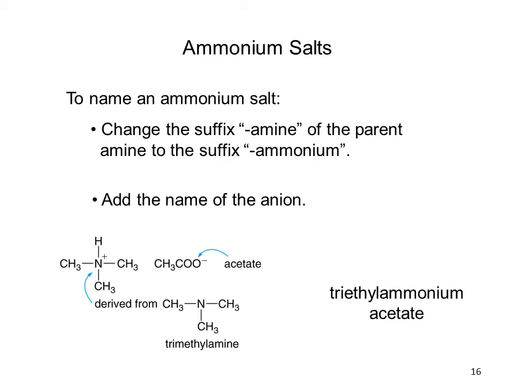To name an ammonium salt, we name the parent amine, then we take the word amine off it and put ammonium, and then we end with the name of the anion. So if we look at this salt down here, you can see there's the positive ion and the negative ion. The positive ion comes from the amine. If I take off that proton, you would see it is triethylamine. What I do is I say triethylamine, then I take the amine off and say triethylammonium, and then I name the anion, which is the acetate anion.